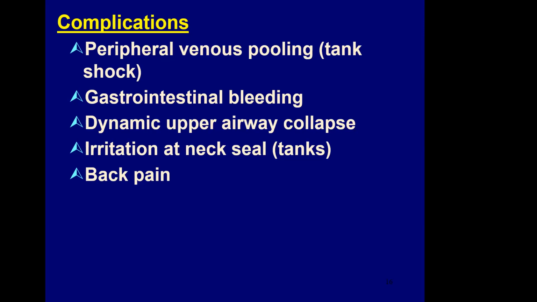Also, the negative pressure to the peripheral airways can cause the upper airways to collapse, dynamic upper airway collapse. We get irritation at the neck seal with the tanks, although this can be minimized by using certain precautions. The final complication with negative pressure ventilation is back pain, especially with the tank.